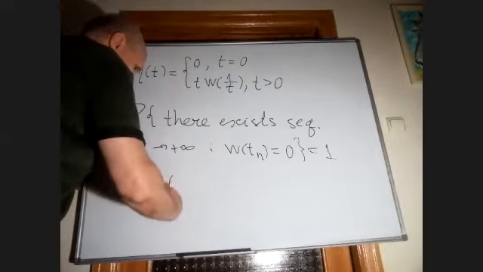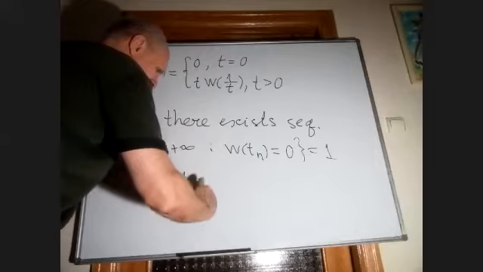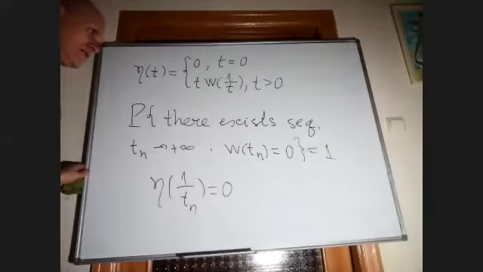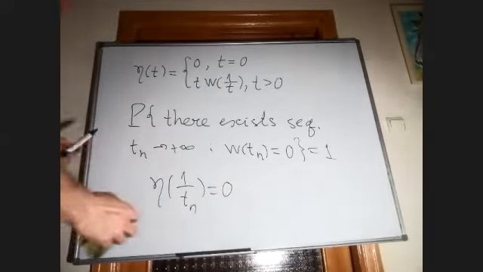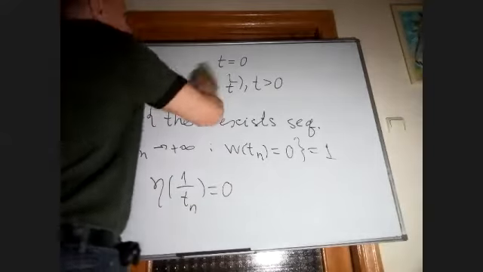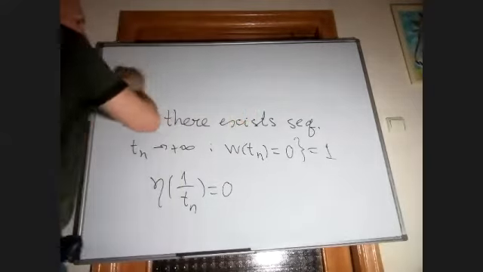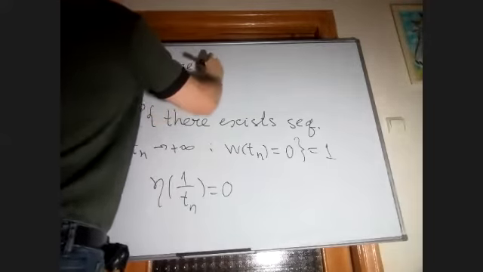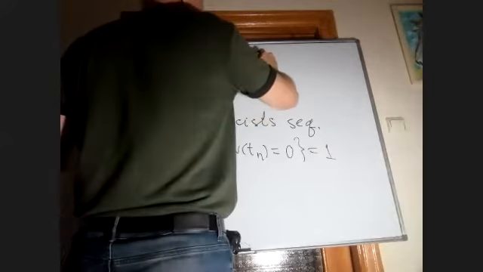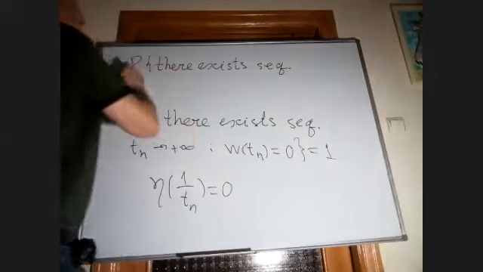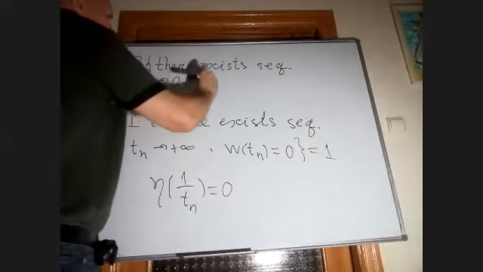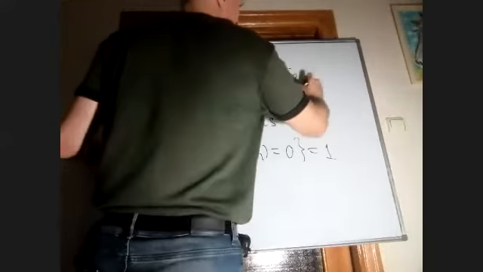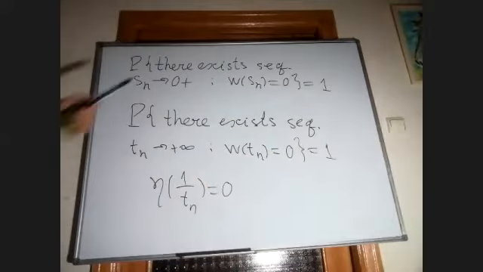eta from 1 over Tn is equal to 0. So we can say that for our Wiener process, the probability that there exists a sequence, for example Sn tending to 0 plus, such that W(Sn) is equal to 0, equals 1. This is a surprising thing.